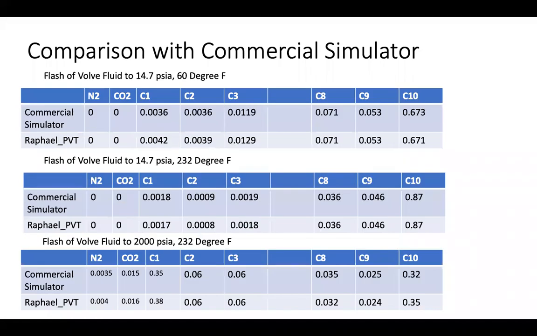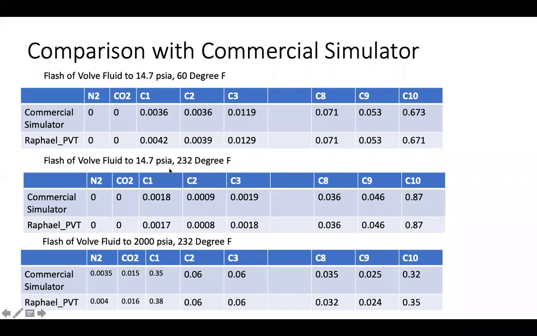To further improve your confidence, I'm also listing the compositions. If you look at the compositions from the commercial simulator, I'm listing nitrogen, carbon dioxide, methane, ethane, propane, and then C8, C9, C10. I'm just ignoring the rest because of space. Otherwise, the presentation gets too crowded. So at 14.7 psi and 60 degrees Fahrenheit, if you flash the Wall fluid, you see the compositions are fairly similar: methane, ethane, propane, and the heavier components are definitely very similar. So that should instill confidence in you.